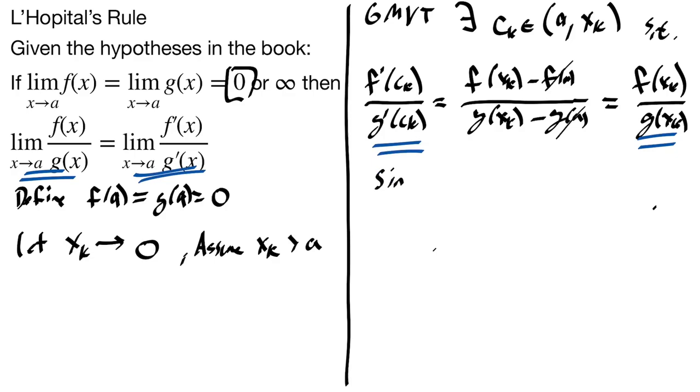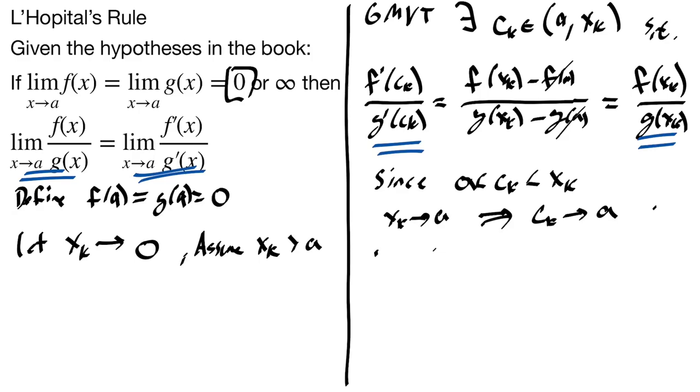Okay, well, what I notice now is that since this ck value is always between a and xk, then the xk's approach a. That means that the ck's must approach a also. And this is a squeeze theorem problem, right? So the ck's are between a and x. The x's are squeezing to a. The c's also have to go to a.